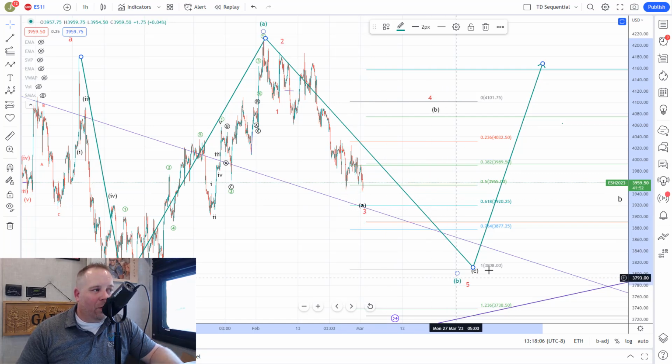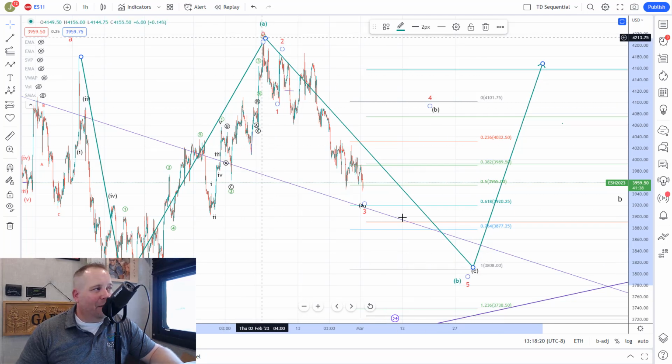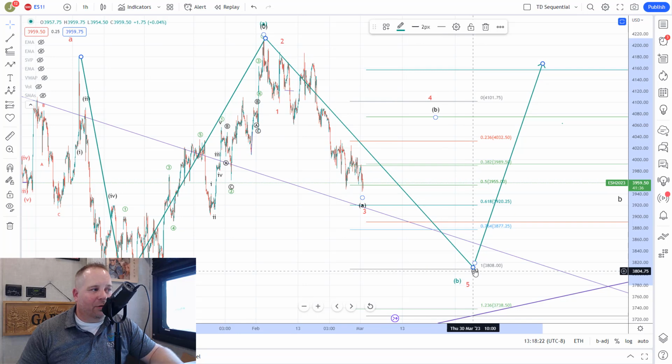If they don't hold there, we would be looking at that 38.08 area pretty quickly, and that would make sense for the WXY pattern for this to be B and then C higher from there. So a little bit more complex on that type of setup, but that would be the alternate count and the way we would get there in a direct route.